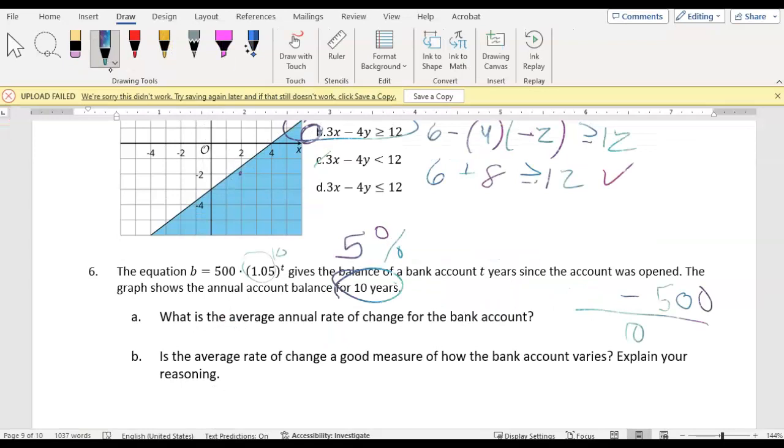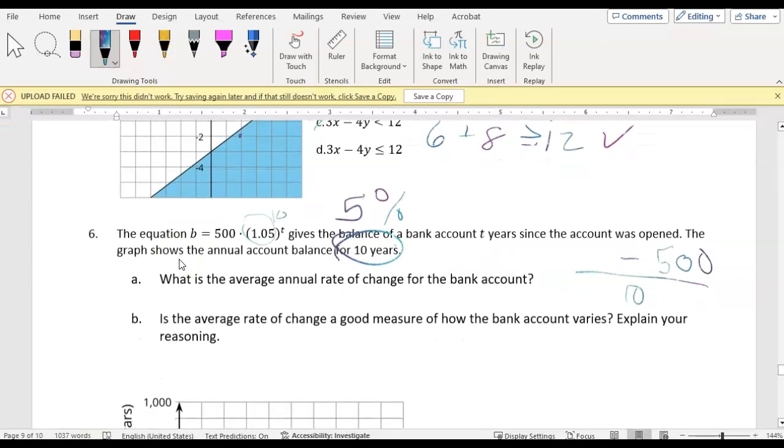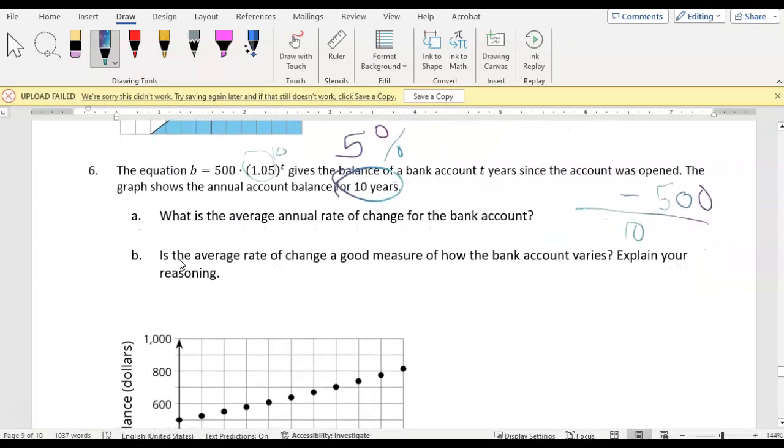All right, let's take a look at this next one, which I have already done some setup for. So here we're looking at this equation, and it gives this factor of 1.05, which means it's increasing by 5%.